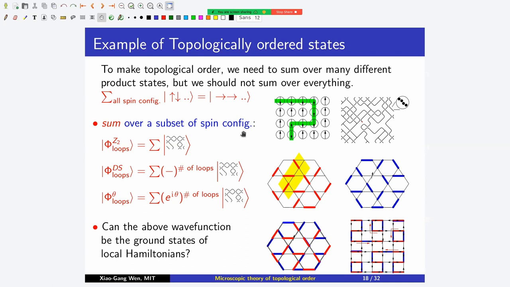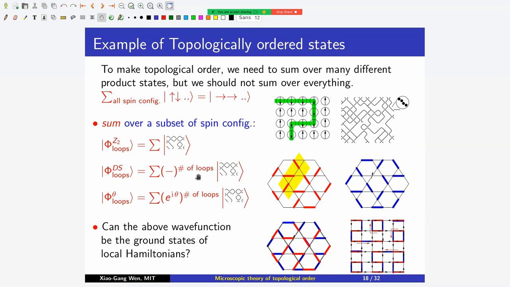So here's a lot of game one can play, and I don't know whether we have exhausted the game or not. One natural thing we can do is strings. We can say spin up is a background, and spin down forms a string. Then we sum over all the loops of spin down. That's one way to select a partial configuration. I can imagine you can select all sorts of crazy partial configurations. It may work, and you get some new states. For example, we can consider a superposition of all loops with equal weight, or maybe a superposition of all loops with a plus or minus sign, depending on whether the number of loops is even or odd. Or maybe we can have a superposition of loops with a phase factor raised to the number of loops.